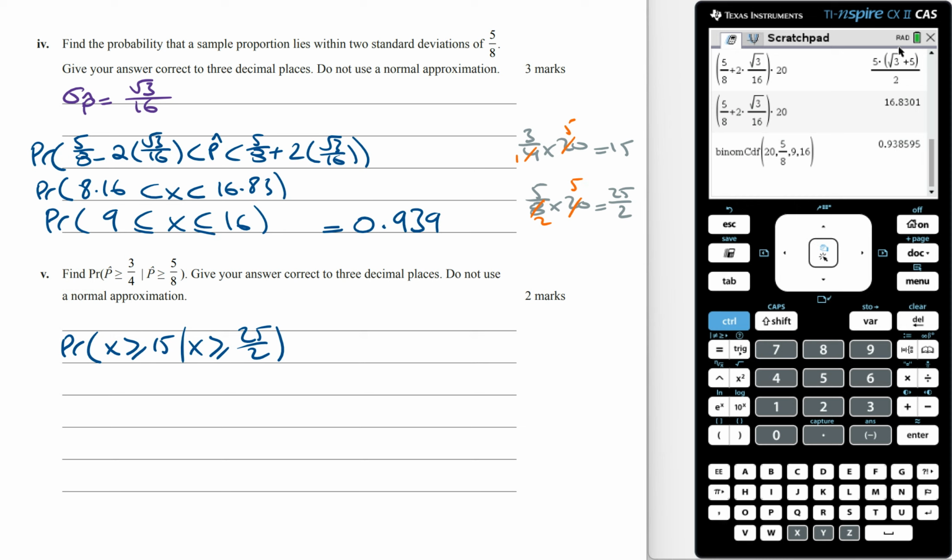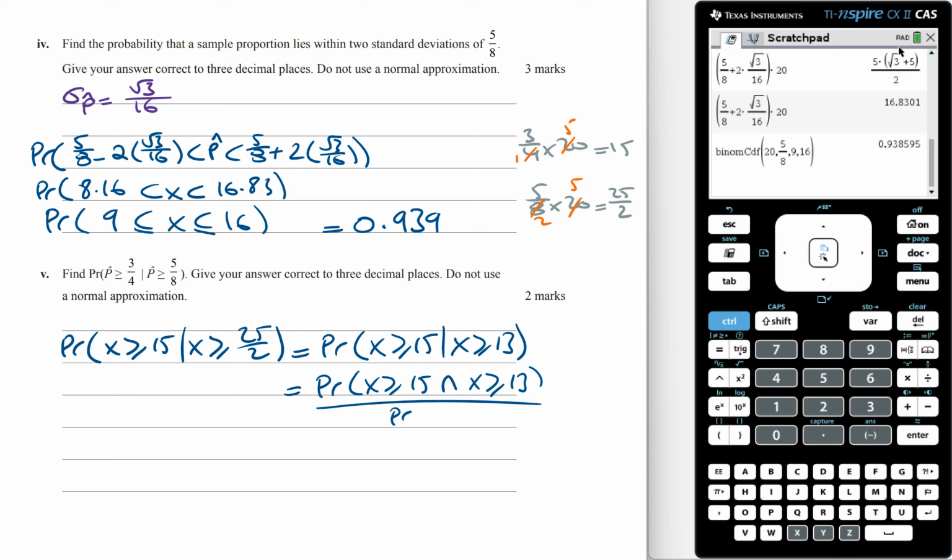For a binomial, x can only have whole numbers, and so this is equivalent to the probability that x is larger than or equal to 15, given that x is larger than or equal to 13, because 25 on 2 is equal to 12.5. And so this is a conditional probability, and so this is going to be the probability that x is larger than or equal to 15, intersection x is going to be larger than or equal to 13, divided by the probability that x is going to be larger than or equal to 13.